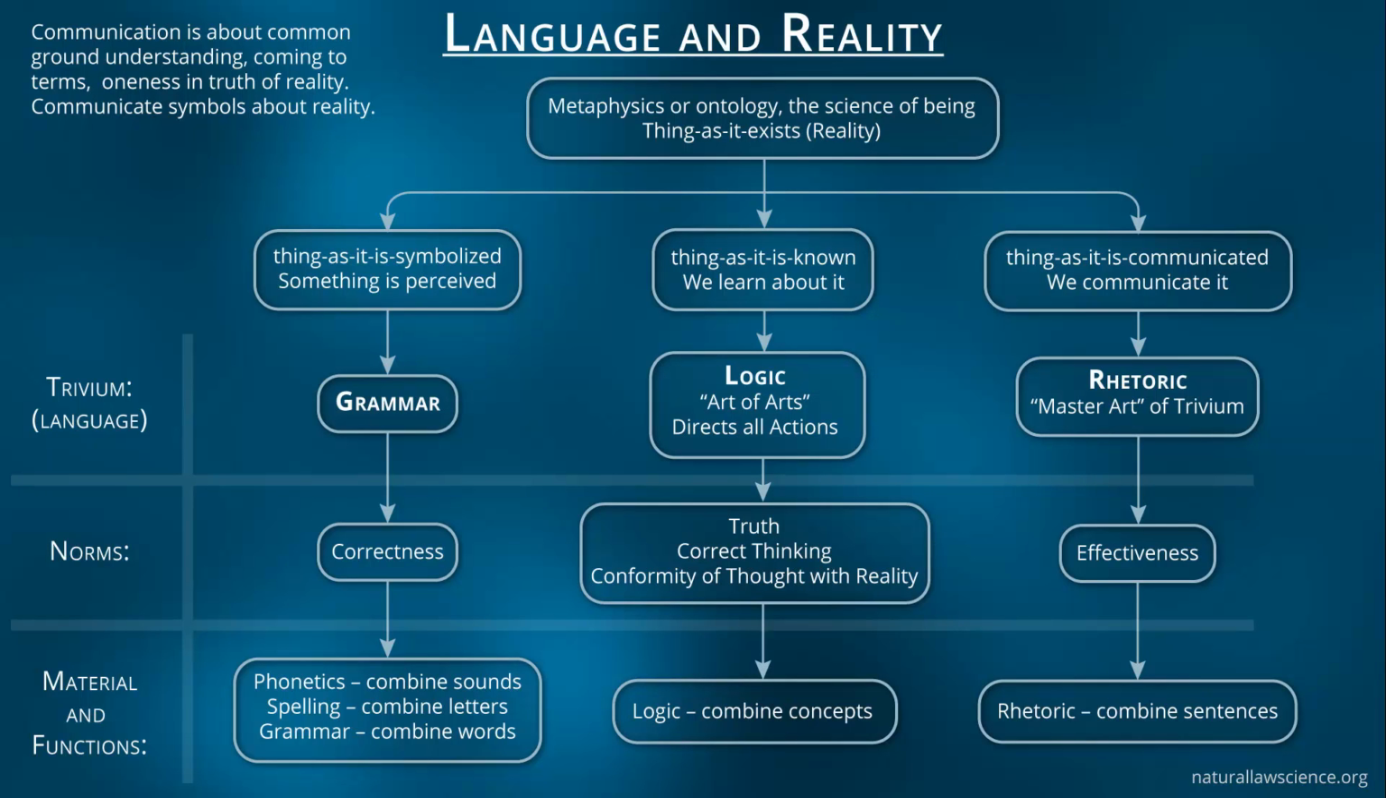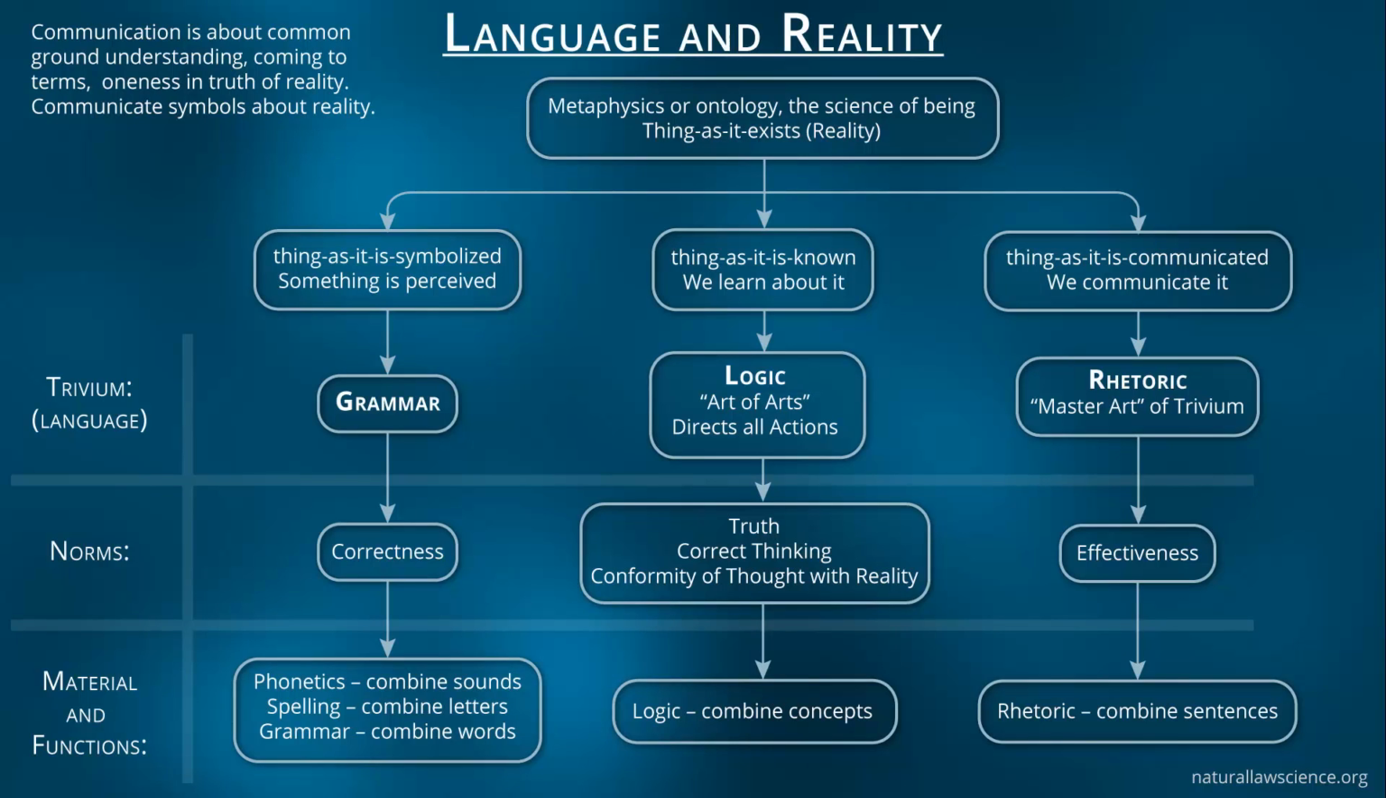Then we get to the norms. The norms of grammar are correctness. You need to have your correct input, or else your processing and your output will be skewed. I would say proportionally directly related to the correctness or incorrectness of your input. If you're inputting garbage, you will output garbage. If you are inputting quality, you will output quality.